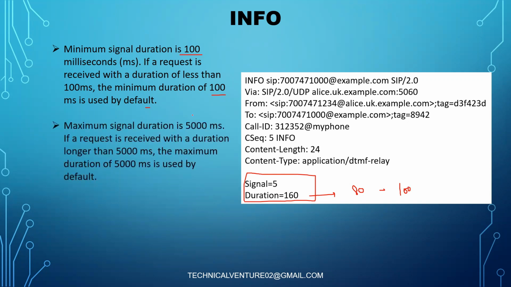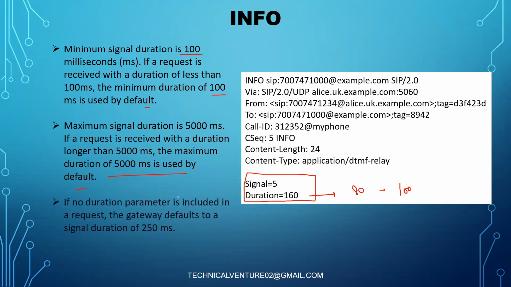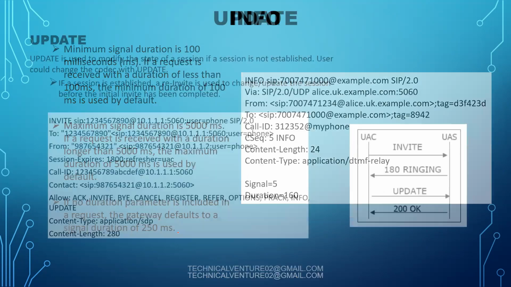Maximum would be 5,000. If a request is received with a duration longer than that, the maximum duration would be used by default. If no duration parameter is included in a request, a gateway defaults to a signal duration of 250 milliseconds, right? So this is the one in INFO.